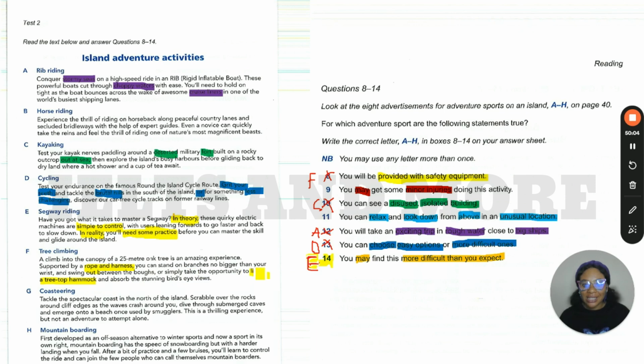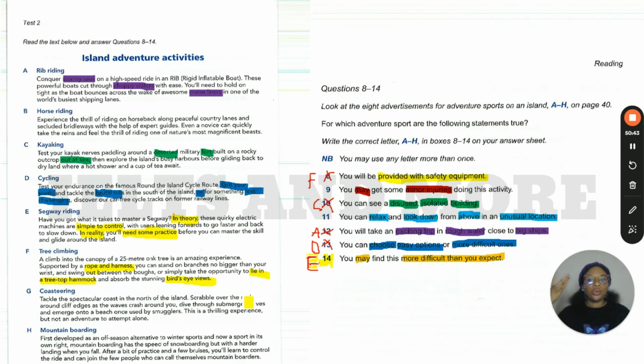So it says to lie down in a treetop hammock and absorb the stunning bird's eye view. What is a bird's eye view? It literally translates to like, birds stay very high on those trees. So when you're up there, you can look down, and it's like seeing the world through the eyes of a bird, because birds are usually in very high places. Just trying to explain it as simply as I can.